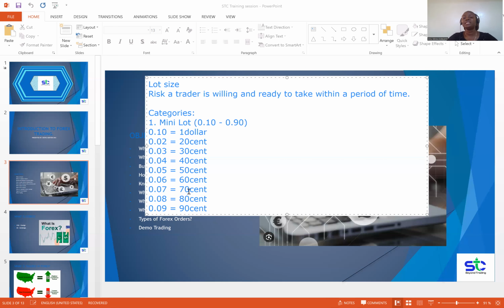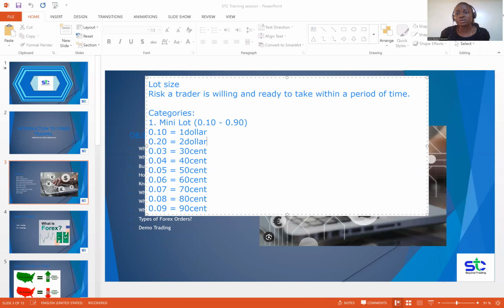So if you place a trade and price moves 1 pip, it gives you $1. If it moves 2 pips, $2. As price is moving in your direction, for every pip, the value of that pip is $1. If you decide to use 0.20, every pip's movement is $2. So 1 pip, $2; 2 pips, $4; 3 pips, $6. It moves in multiples of 2.